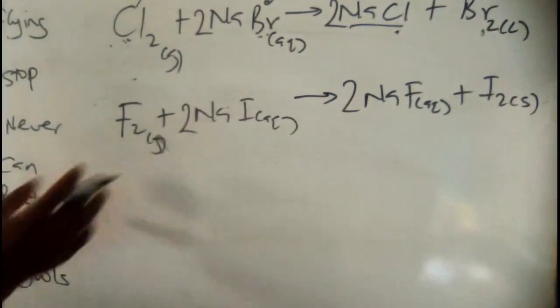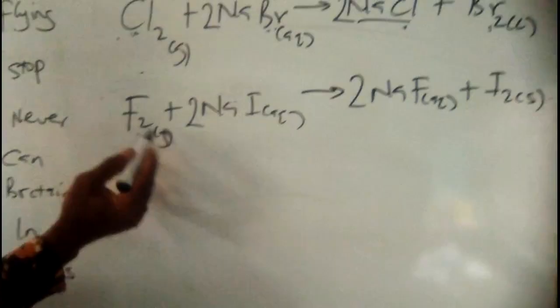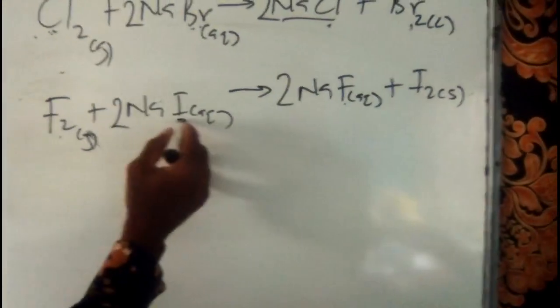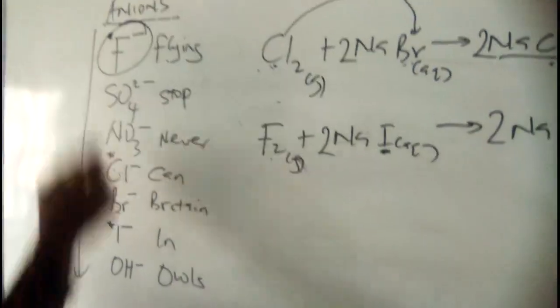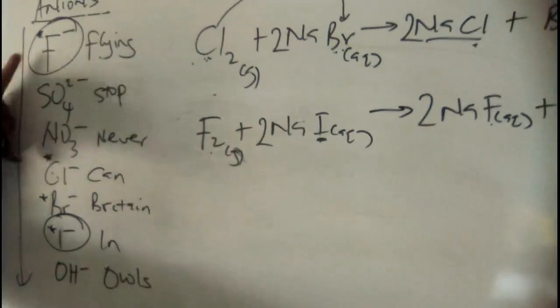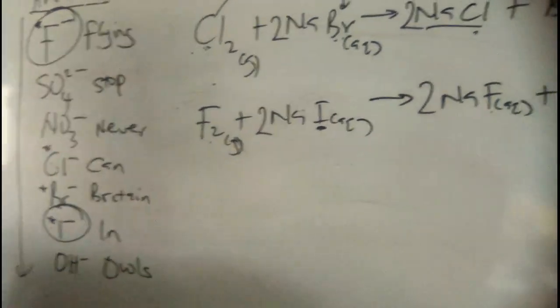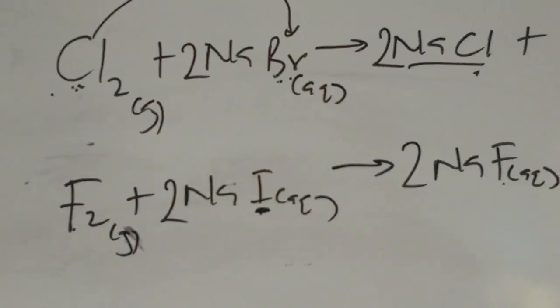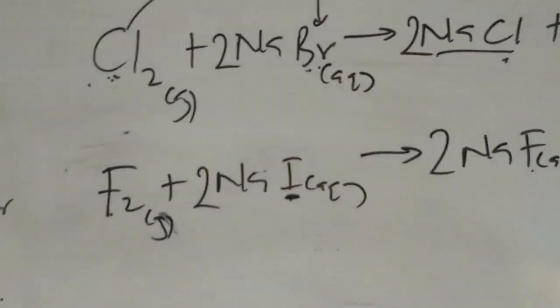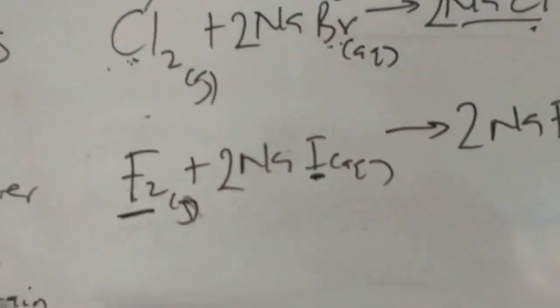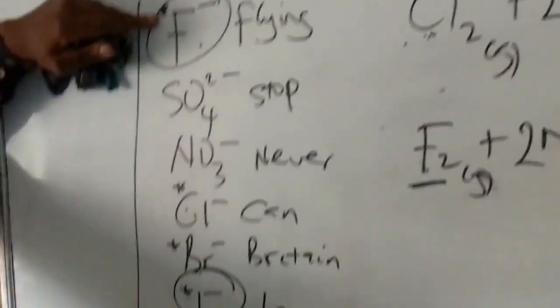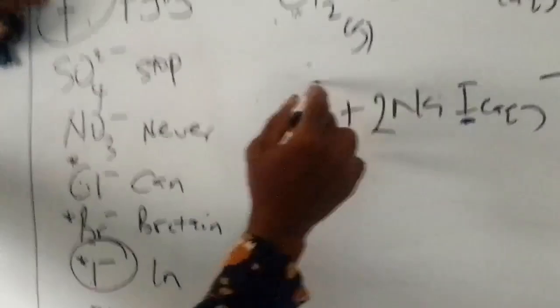Now let's go down. We have fluorine displacing iodine from its position. Why is it possible? Because fluorine is more reactive than iodine. Look at fluorine and look at iodine. So fluorine is more reactive than iodine, so fluorine was able to displace. Look at this reaction: fluorine was able to displace iodine because fluorine is more reactive, or more electronegative, than iodine, so it takes its position.